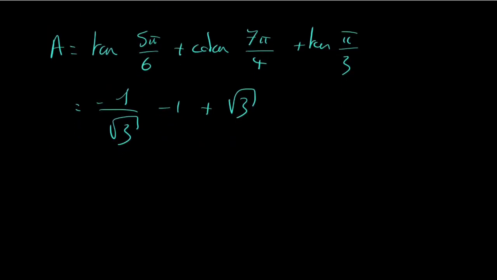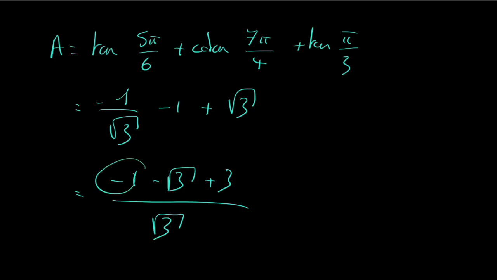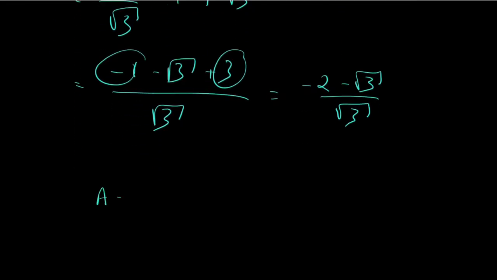And we want to have a beautiful result, so we are going to put everything over square root of 3. And so we will have minus 1 minus square root of 3, and this thing plus 3 over square root of 3. Simplifying those two, we've got minus 2 minus square root of 3 over square root of 3. And we conclude with a beautiful result. A is equal to minus 2 minus square root of 3 over square root of 3.